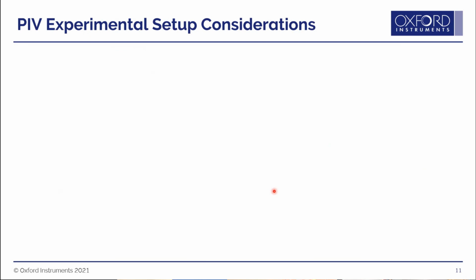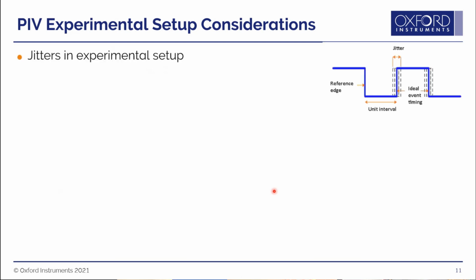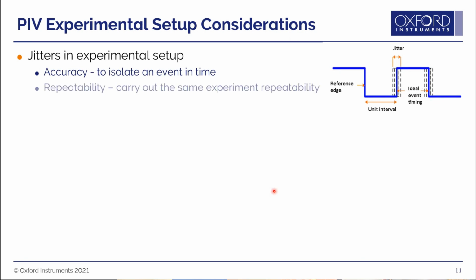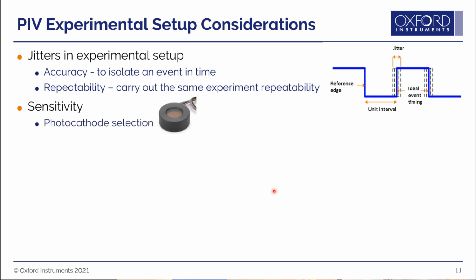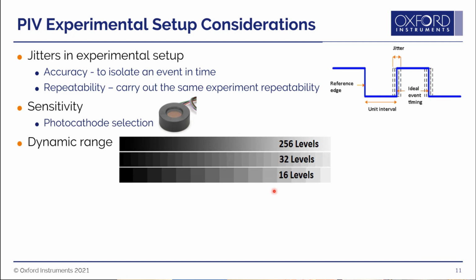And so lastly, I've just got a few things to really consider if you're trying to do PIV in an experimental setup. Much of it are things I'm sure you're all very well aware of, such as making sure you have a good idea of the jitter in your experimental setup, so you can accurately isolate an event at a given time, and then repeatedly do your PIV experiments to replicate results. In terms of sensitivity, making sure you've got the right cathode selection, of course. In terms of dynamic range, similar to a lot of the best practices we talked about before, use the minimum gain you can to give yourself the maximum dynamic range.